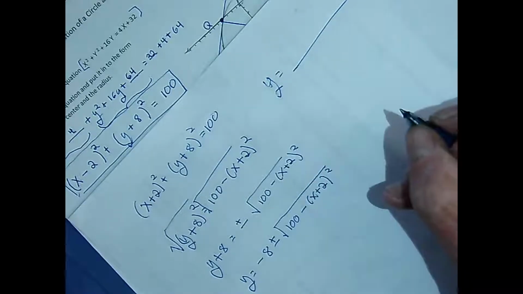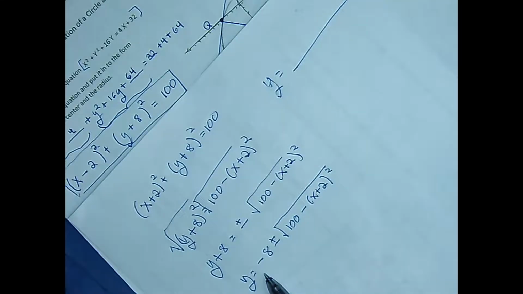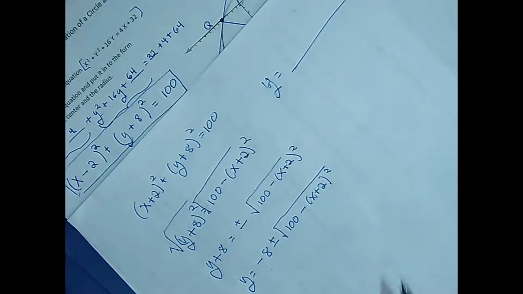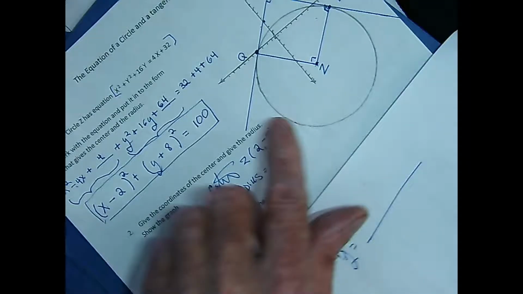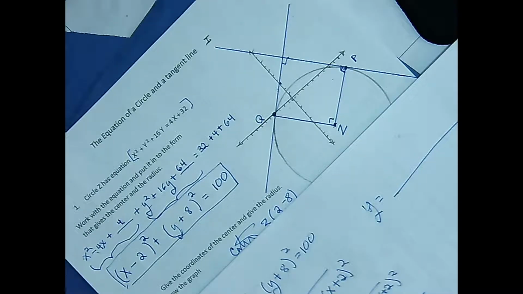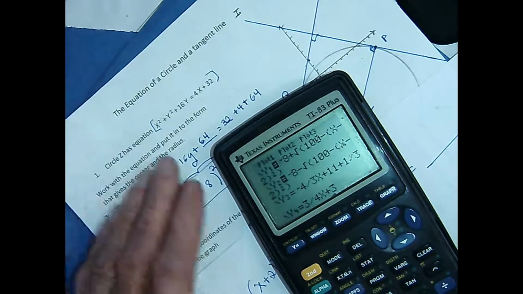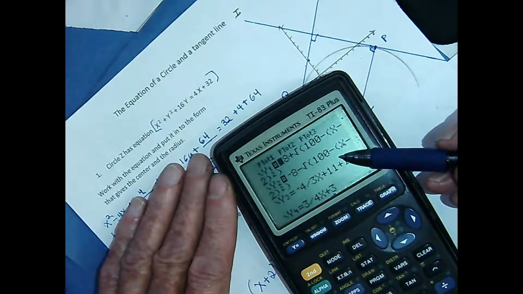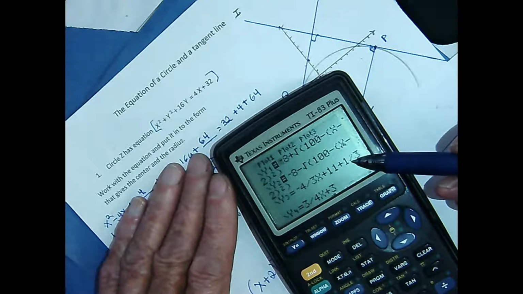I'm going to put this on my calculator. Once with a positive and once with a negative. Negative 8 plus the square root of this and negative 8 minus the square root of that. And then we'll get a look at that graph. And the graph ought to look a lot like this. Let's see how that goes. I've got the equation of the circle for y sub 1 and y sub 2. I also have the equation of those two tangent lines.